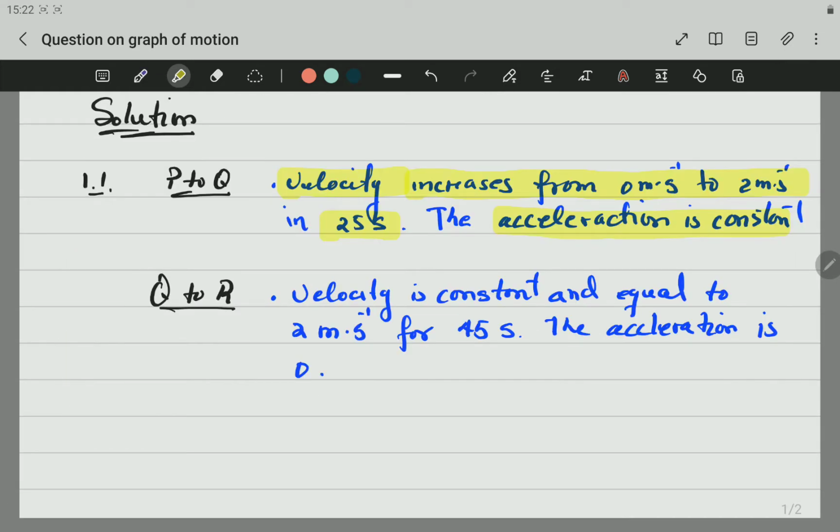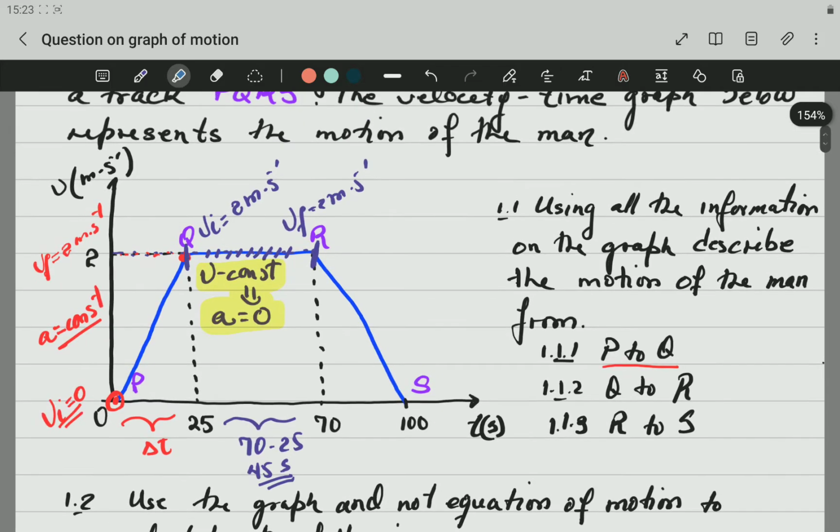So we say here that for QR, velocity is constant and is equal to 2 meters per second. How long was that? 45 seconds. So the velocity was 2 meters per second for 45 seconds, and the acceleration is 0. That is an important note here: the acceleration is 0 when the velocity is constant. Now, if we go to the last part of the track, which is R to S, we see that the initial velocity of R to S is 2 meters per second.